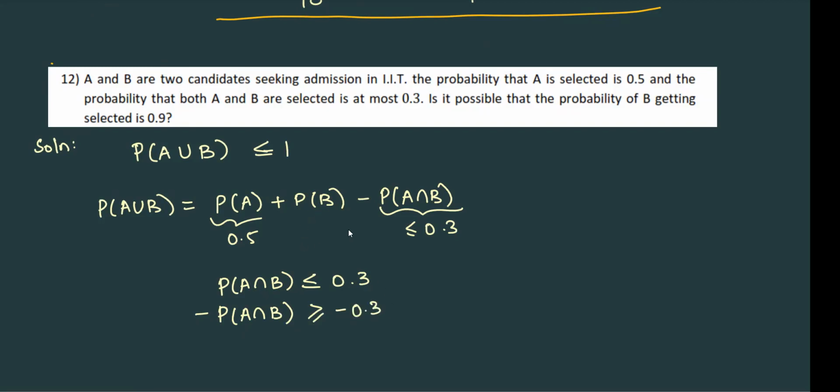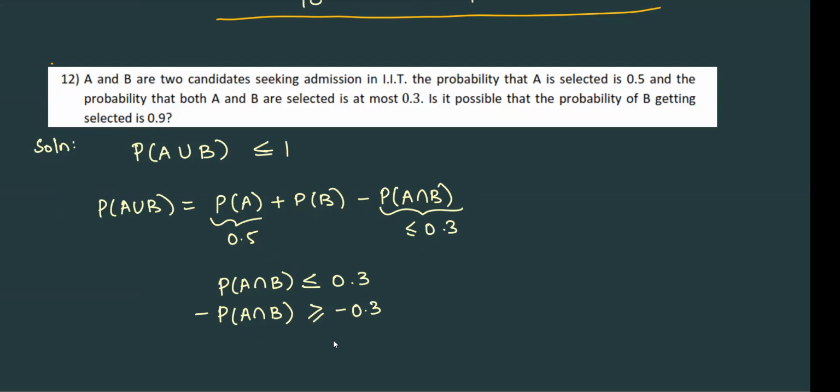Actually, you can say this directly. See, directly here, this is 0.5. Even if this is 0, there's no subtraction. 0.5 plus 0.9 will be 1.4. So it is impossible for P of B to be 0.9.